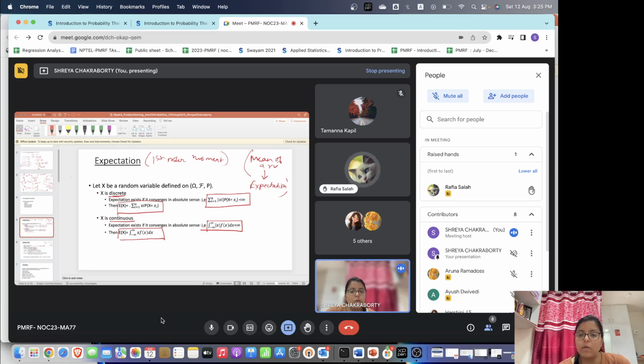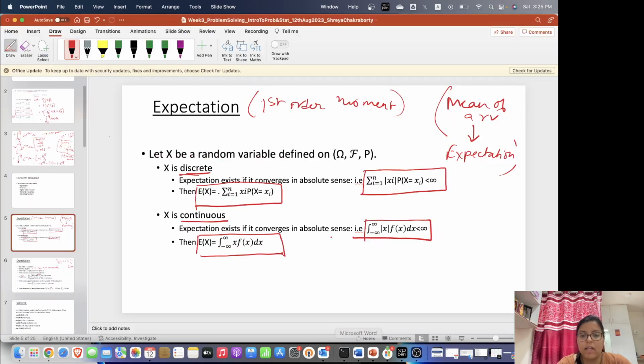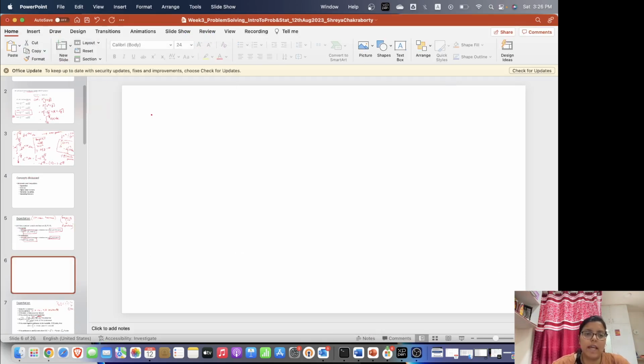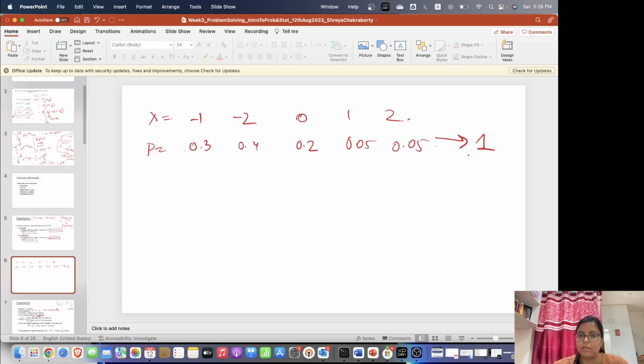Yes, ma'am. Thank you. There is a chance of getting both positive and negative. So just as a toy example, let's say you have some x equal to -1, -2, 0, 1 and 2, and the probabilities are 0.3, 0.4, 0.2, 0.05, 0.05. Okay, these are the probabilities. These add up to 1. So x can take these values with these probabilities.